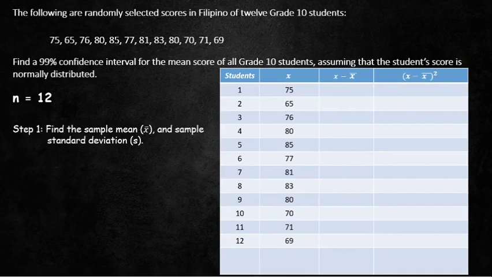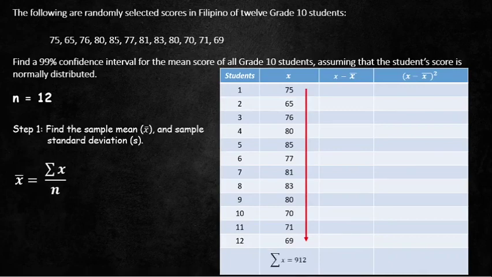The formula for getting the sample mean is this. X bar is equal to the summation of x divided by the sample size n. We know already the value of our n, which is 12. To get the value for the sum of x, all we need to do is add all these numbers from 75 to 69, and the result is 912. Substitute the values for the corresponding symbols, and this is how we will write it. 912 divided by 12 is equal to 76. That will be the value for our sample mean.